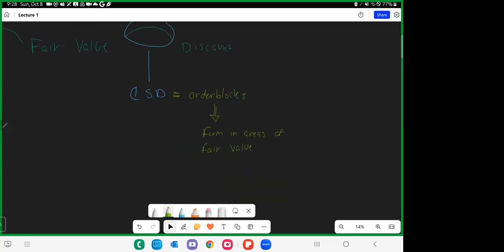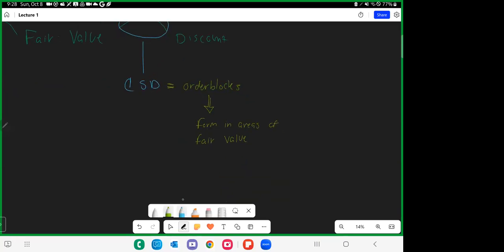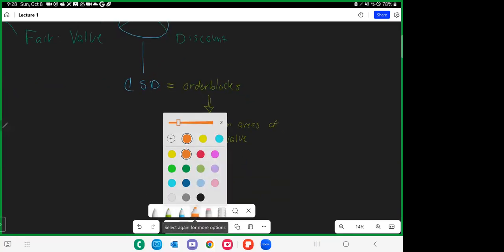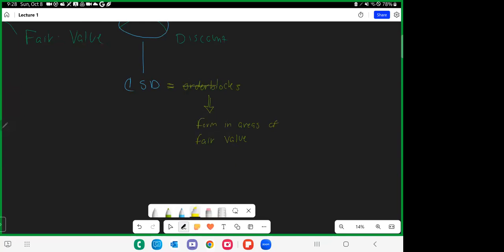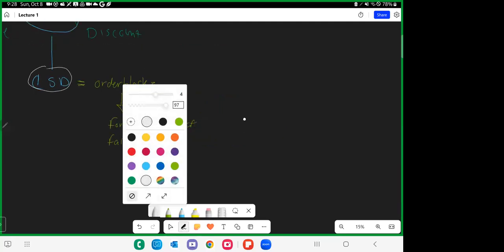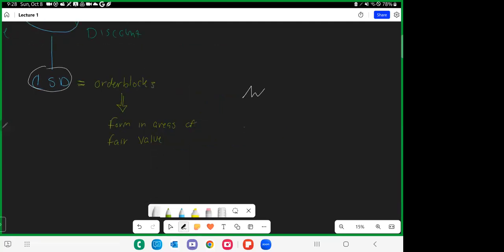Now, the whole basis of this mentorship is so that you guys move away from looking for order blocks. Instead of looking for order blocks, we understand one, where order blocks form, and two, the delivery that creates the order block, or the delivery that creates the change in state. So what that means is when you're looking at price, and let's say this is a structural point here.